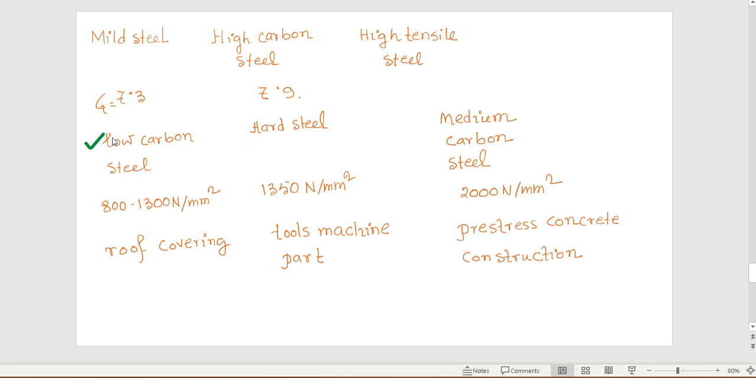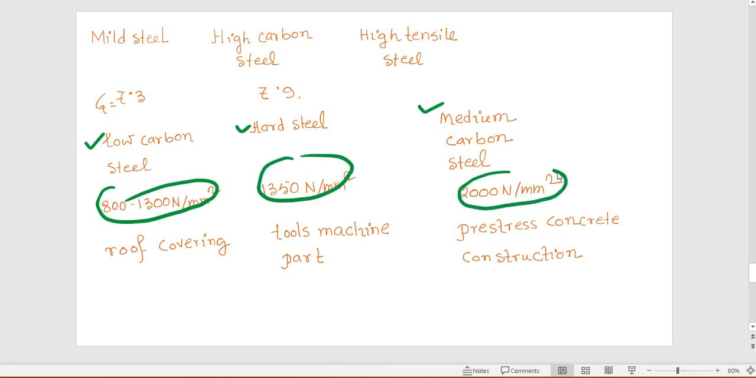Mild steel is low carbon steel, high carbon hard steel, and medium carbon steel. Mild steels give 800 to 300, 300 to 50 high carbon steel, and high tensile steel is 2000.